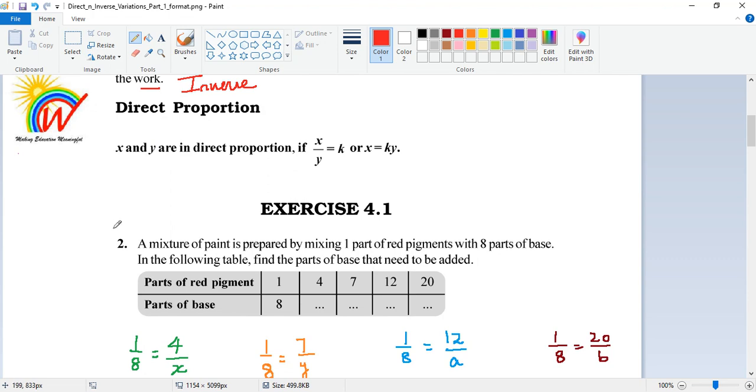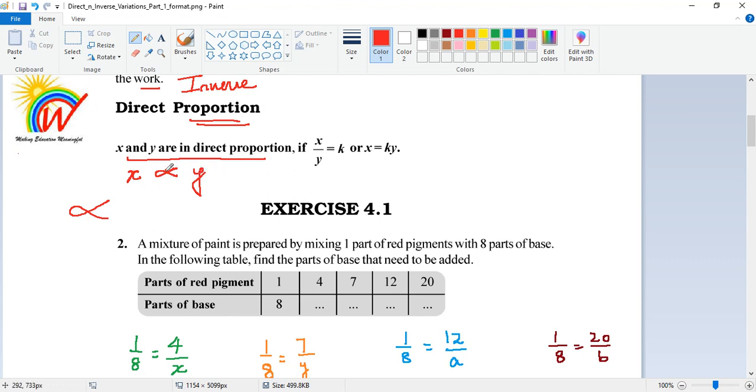So what you mean is you will say that x and y are in direct proportion. Usually they use this sign for proportional, this kind of a sign, like how the teachers give you wrong, like that. So x is directly proportional to y. This is what it means when I say x and y are in direct proportion. X is directly proportional to y.